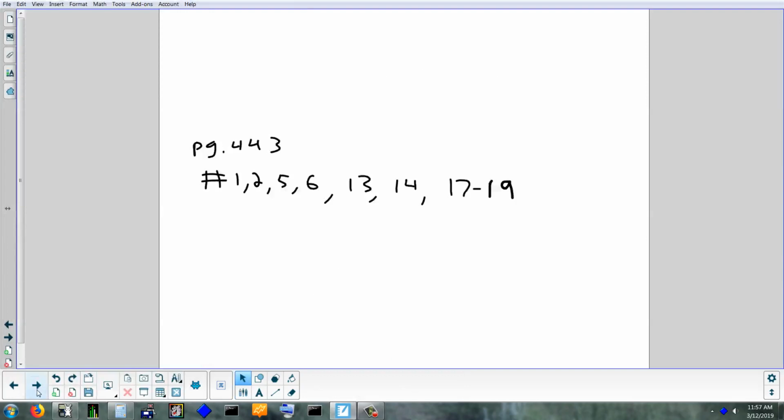So homework tonight, it's on next section, 4.3. It's 1, 2, 5, 6, 13, 14, and then 17 through 19. Just a reminder, if you do have to make up any tests and you have to do it after school, Thursday is the only day that I will be here. If you can make it up during the day, you're welcome to come anytime.